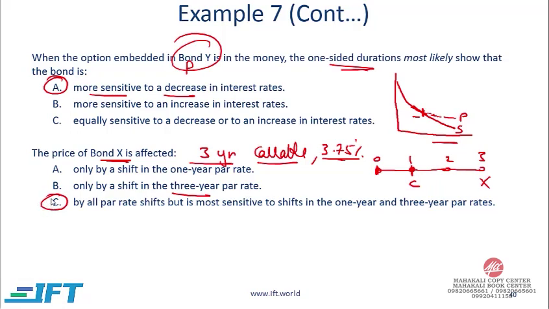But let's get a little deeper. If you think about this callable bond, the price of the bond once it's callable is clearly impacted by this forward rate, and that forward rate is impacted by the 1-year spot rate, which is the 1-year rate, and the 3-year rate. So obviously these two rates will have an impact on whether or not the bond will be called, and that has an impact on the price of the bond. So again, the best answer is C.